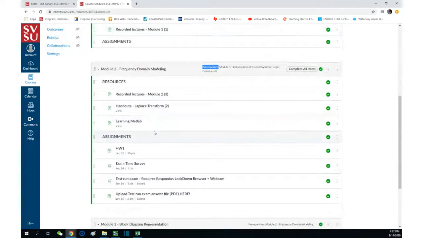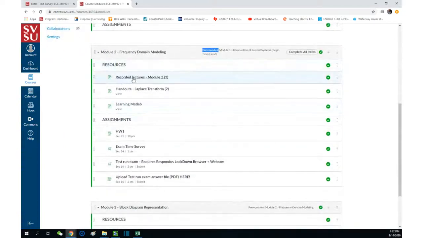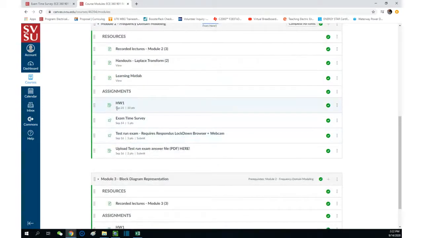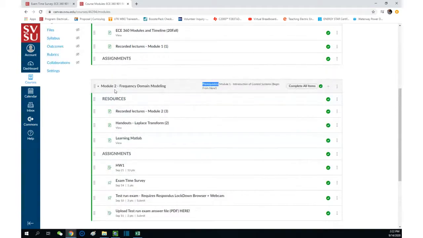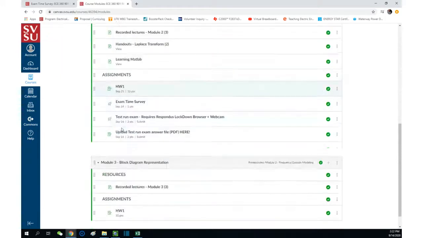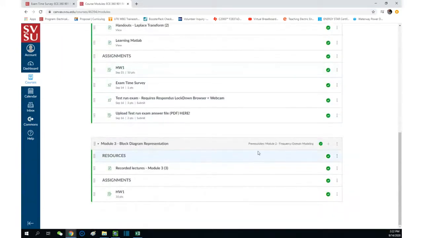Take another example here. Module 2, what do you have? View this one, right? And view this one, right? And nothing for homework 1. Nothing for exam time survey because I removed the submit. However, look at the test run exam. You must conduct this test run as well as upload the answer to be considered as finishing module 2. Upon finishing module 2, you're able to unlock module 3, because the module 3 prerequisite is module 2.